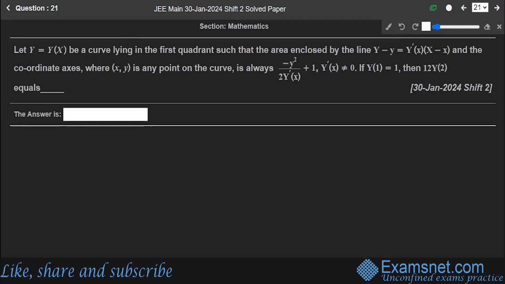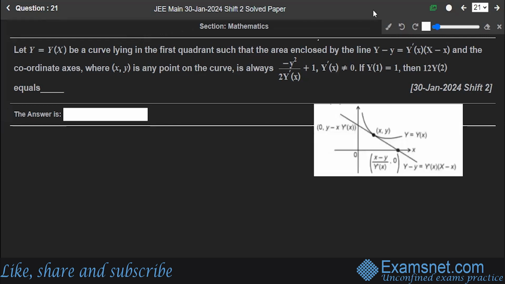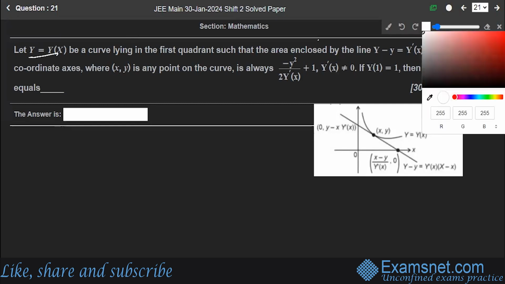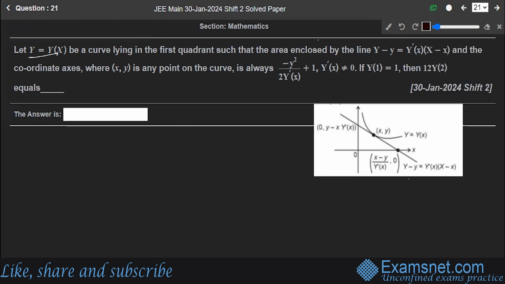It says let y is equal to y of x be the curve lying in the first quadrant such that the area enclosed by this curve and the coordinate axis. Let's make the figure to understand this first. So this is your figure. This is y is equal to y of x. This is the curve given to you, and this is the equation of the line. This is your curve and the line. There are 2 points of intersection, this and this.